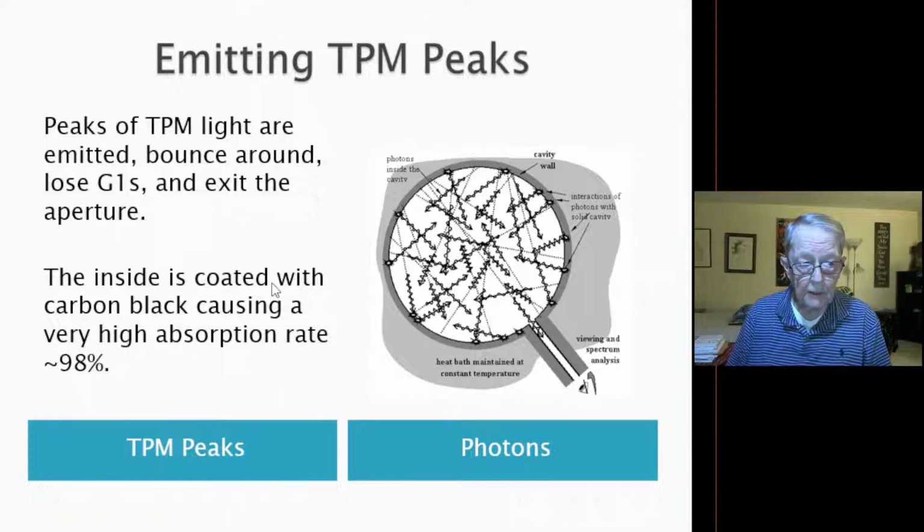By the way, the inside is coated with carbon black. That's soot, and it causes a very high absorption rate, which it just sounds like it's deliberate. They want this to get down to a lower intensity. And even though you see the curve go way up and come down, we're still talking about overall very low intensity, because one hit and you lost 98% of your signal. That's quite a bit.